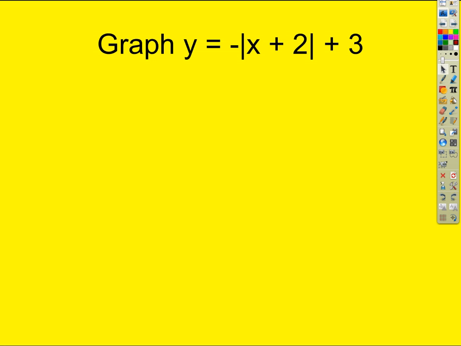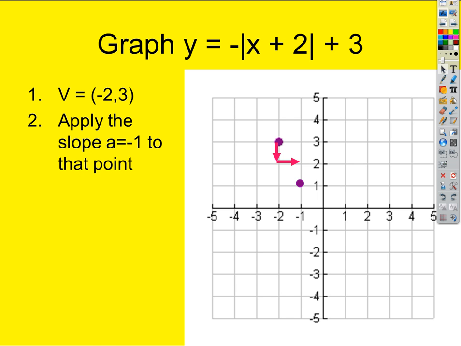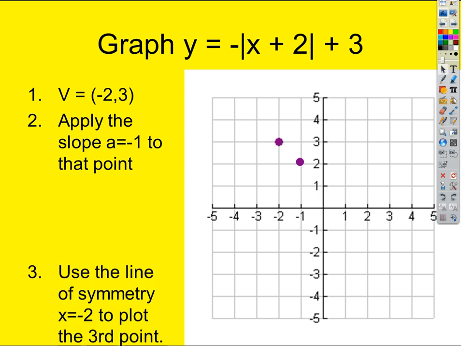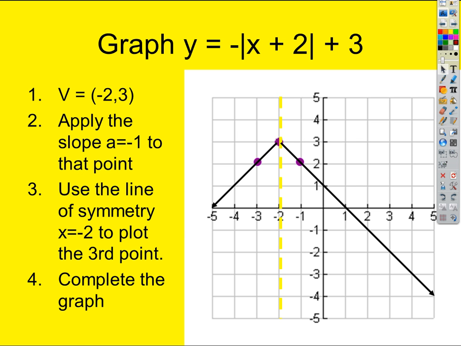So to summarize, this is what we did, right? We found the vertex, located that. We found the slope of the right side of the V to create another point on the right side. We reflected it over the axis of symmetry to get like the cousin point, the other one, the reflected point, and then just made a V. Right?